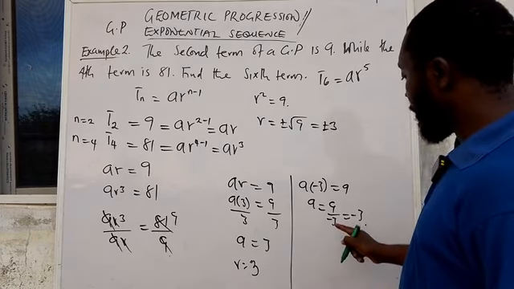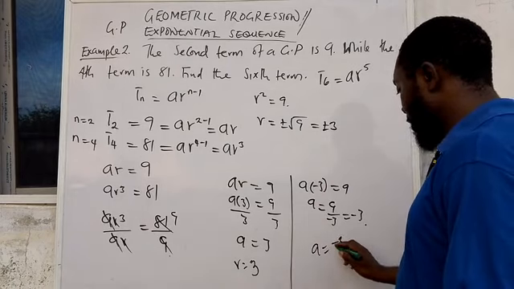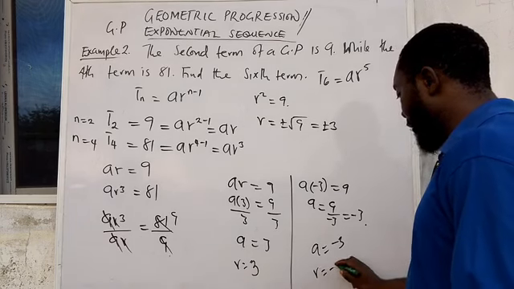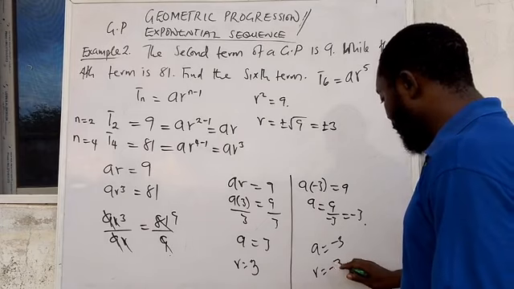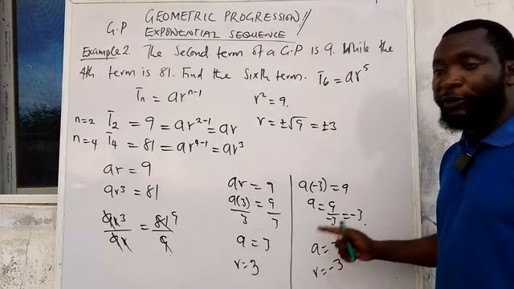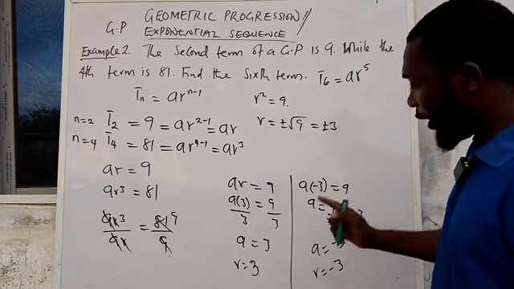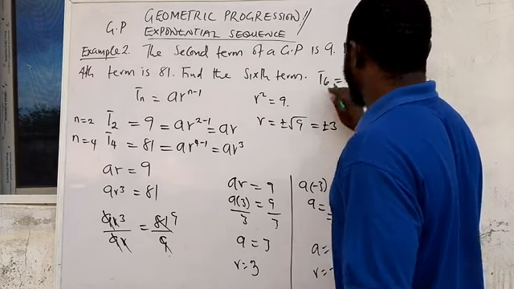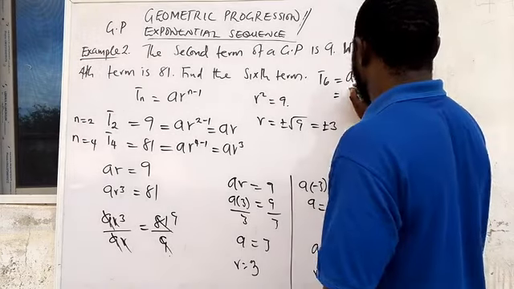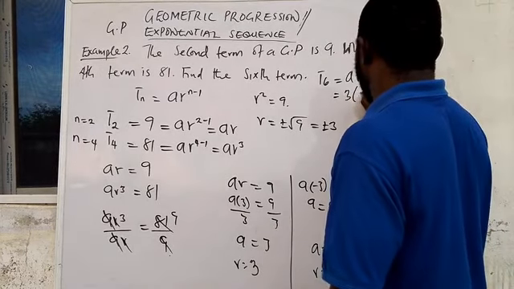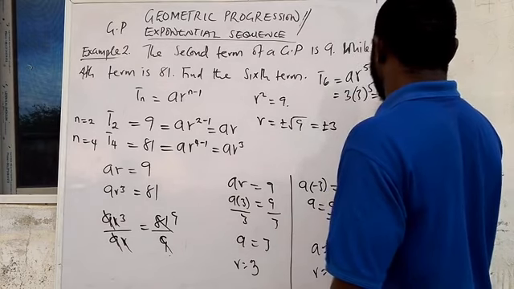When we are going for the second case, it means a equals negative 3, and r is also negative 3. So you don't mix it up. If you are going for positive, you use positive a, positive r. If you are going for negative, you use negative a, negative r. Now here, T6 will be, going for positive a, 3 multiplied by 3^5. And that is just 3^6.